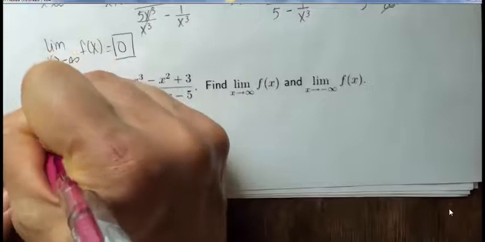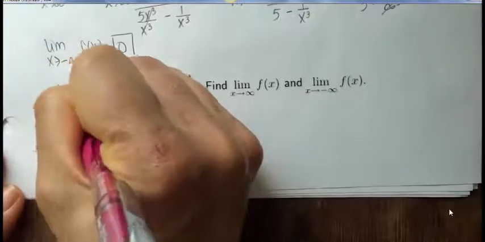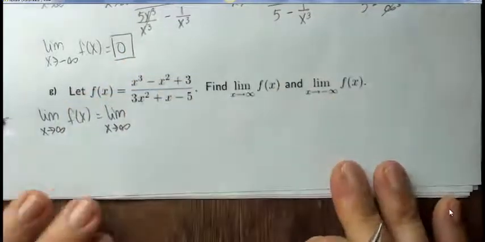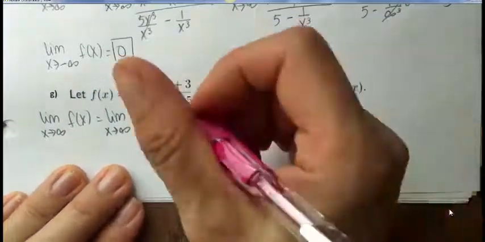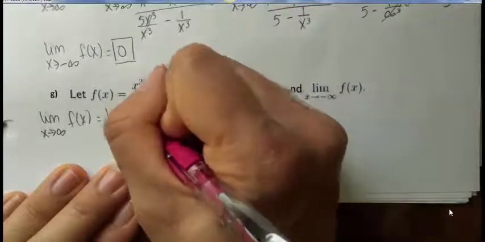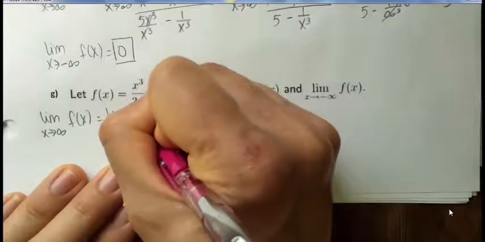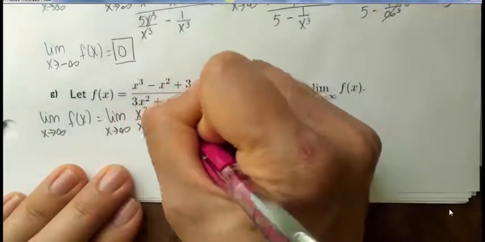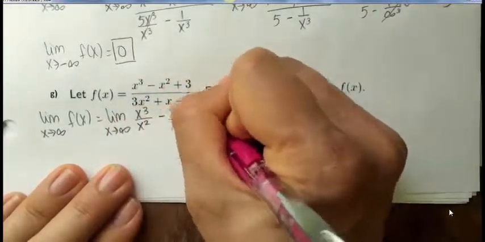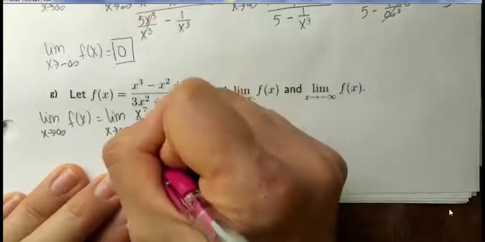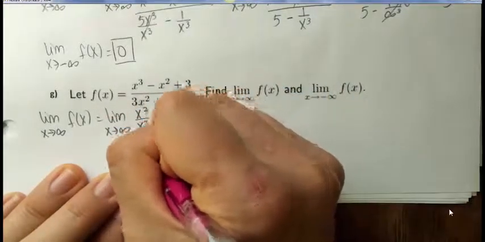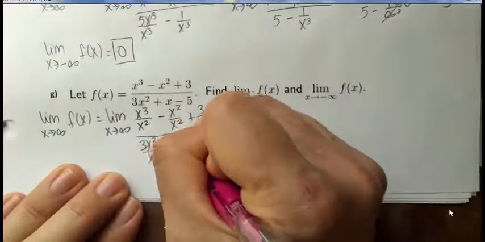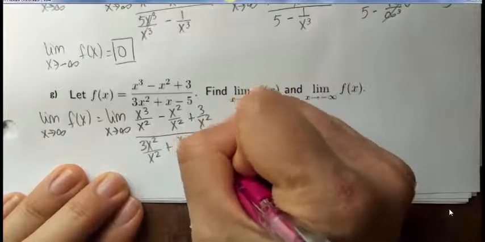So the limit as x goes to infinity of f of x will equal the limit as x goes to infinity. I know I do my infinity signs terrible. I'm going to divide everything by x squared. So I'm going to have x cubed divided by x squared minus x squared divided by x squared plus 3 over x squared, over 3x squared divided by x squared plus x divided by x squared minus 5 over x squared.